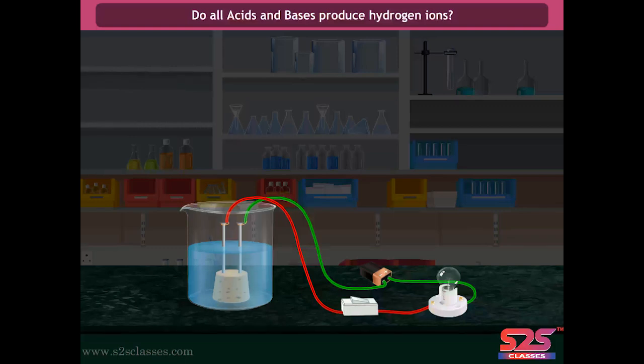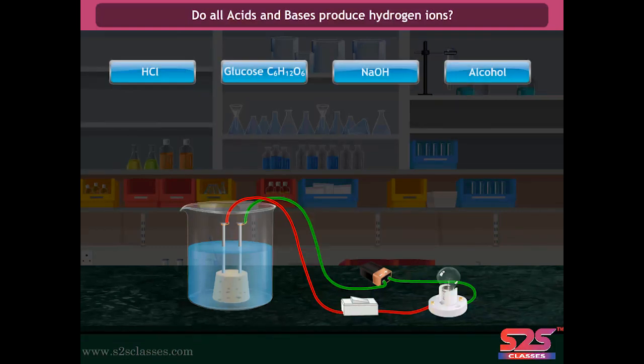Do all acids and bases produce hydrogen ions? Click on any one of the buttons to check whether the bulb glows for all substances or not.